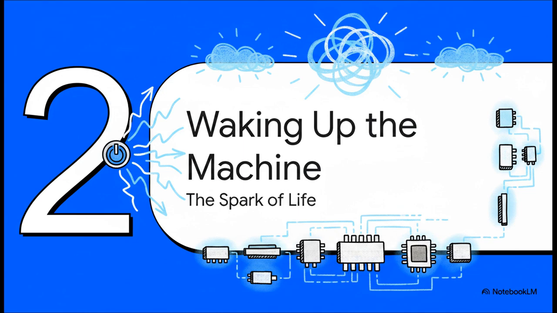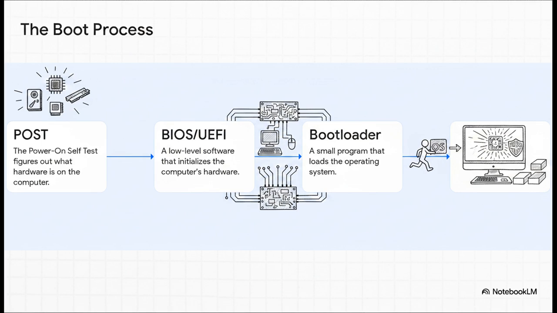Okay, so we've got all our physical parts connected to the motherboard. Let's go back to that power button. How do all these lifeless components go from just sitting there to becoming a fully functioning machine? It's a process called booting, and it happens in a few lightning-fast steps. First, something called POST, the power-on self-test, does a quick check to make sure all your hardware is connected and working.